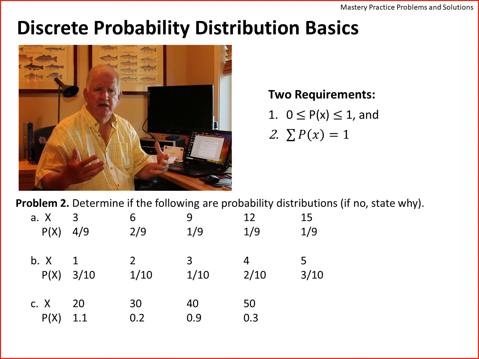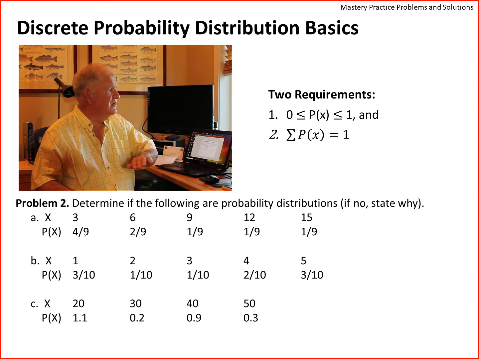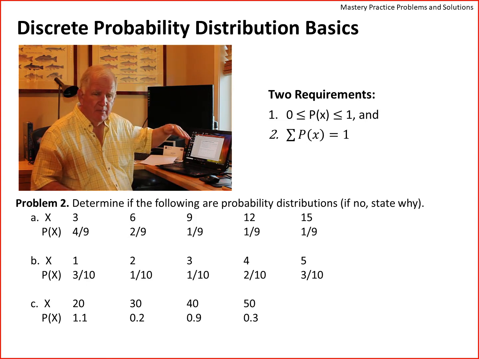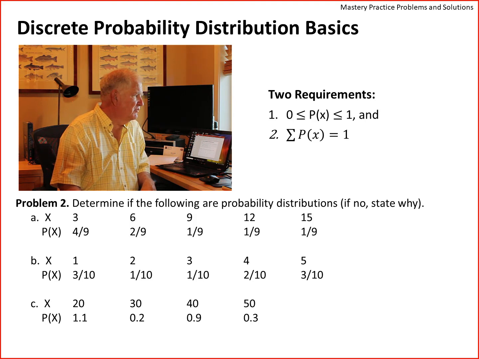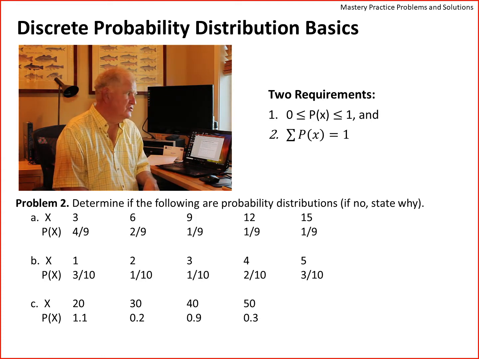Hey, if there's a finite number of x values, then it's by definition discrete, okay? And those can take on any values. But below, probabilities have to do 2 things. They have to be between 0 and 1. All of those are. And they have to add up to 1, okay? So 4 ninths and 2 ninths is 6 ninths, 1 ninth is 7 ninths, another 1 ninth is 8 ninths, adding the last 1 ninth is 9 ninths, or 1. That's a probability distribution.